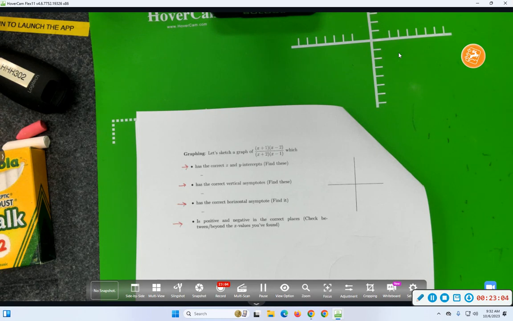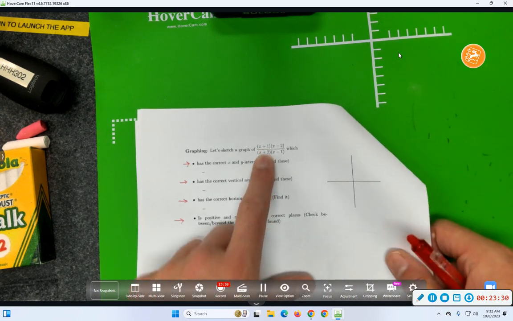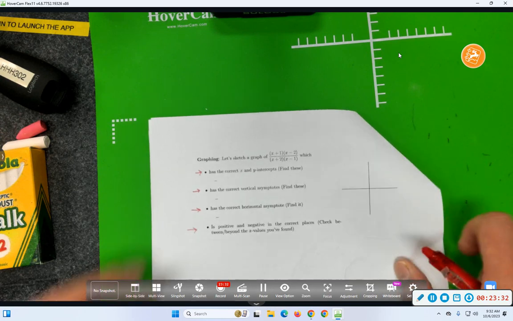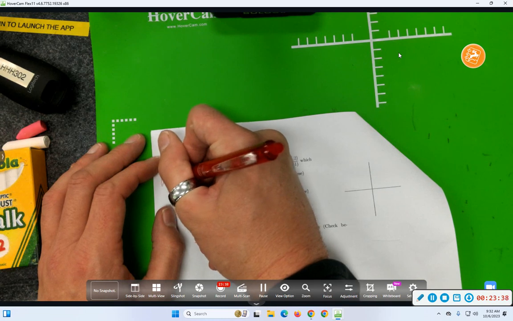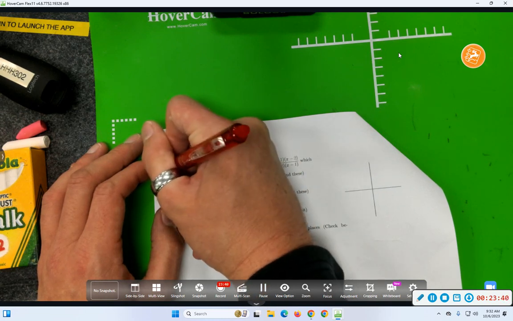Where are the x-intercepts first? How do you find the x-intercepts of a rational function? Set the whole thing equal to 0. Alternately, you can just set the numerator equal to 0, because you can't divide by something to turn something equal to 0. So (x plus 1)(x minus 2) equals 0 to get the x-intercepts.